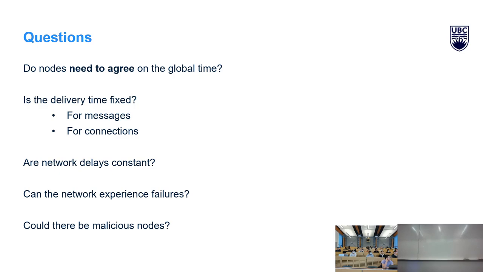Can't get rid of network delays, though. Can't get rid of some of the other problems here. Network delays aren't constant, answering that question. Networks do experience failures. Anybody who's ever used UBC Secure knows that networks fail kind of randomly for no particularly apparent reason. Why did I disconnect from the network? You spend the next 15 minutes trying to get it to reconnect, and it fails four times, and it works the fifth. Okay, those are networks. Networks are unreliable. They're inherently unreliable.